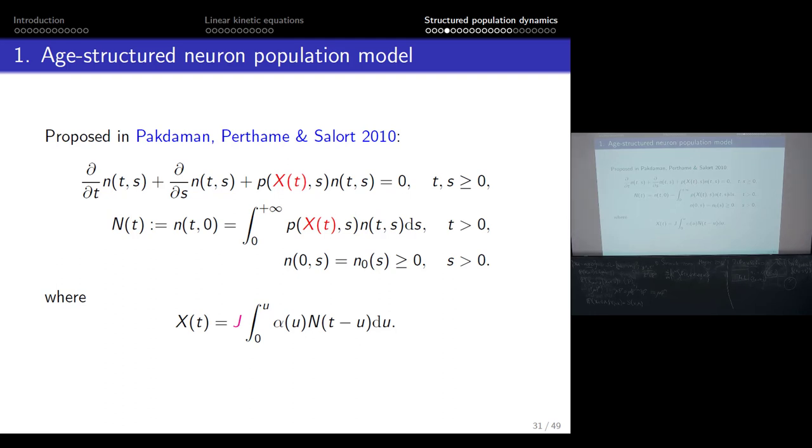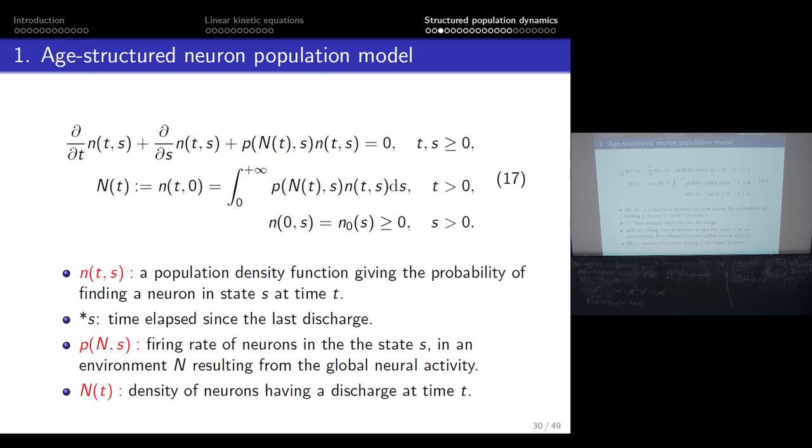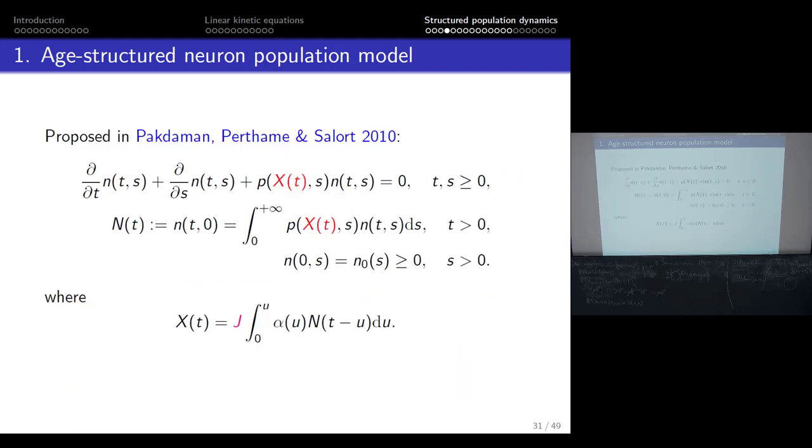This P, as you notice, is a nonlinear model because of the dependence of P on time t, right? So here the global activity of neurons depends on the flux of neurons which are discharging in this way. So this alpha, sometimes it is considered as a delay here, which we won't consider in our case, but I just wrote how they introduced this model.